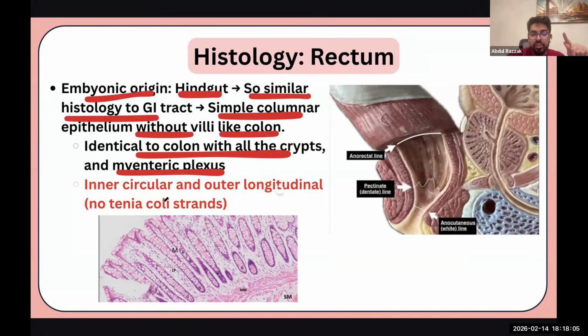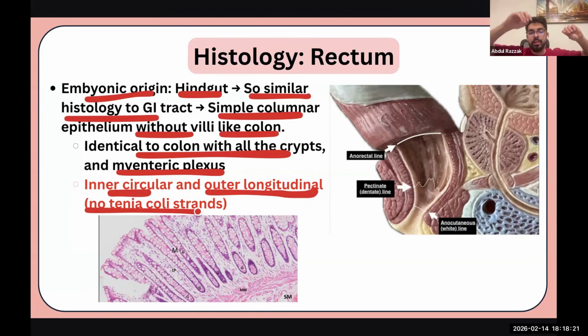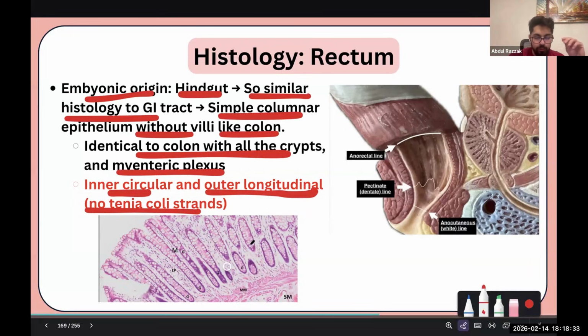However, the differentiating feature is the uniform lining of the inner circular and outer longitudinal layers of the muscularis externa. You don't have, for example, the taeniae coli here. You can see a uniform inner circular and a uniform outer longitudinal muscular layer covering the rectum. And this is an image of the histology of the rectum. You can see all these glands, or the crypts of Lieberkühn, and the muscularis mucosae layer.